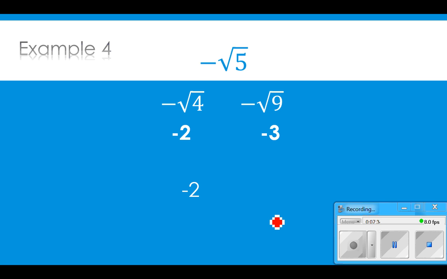So I would find the difference between the radicands, which is 1. The difference between these radicands, which is 5. So I have negative 2 and 1/5. Now I have to turn that into a decimal. So I do 1 divided by 5. And it goes into it 2 times.